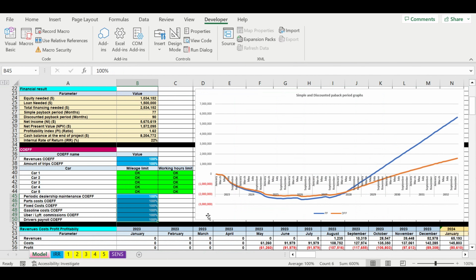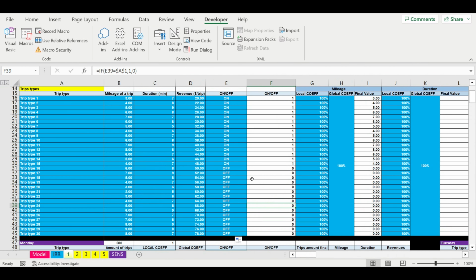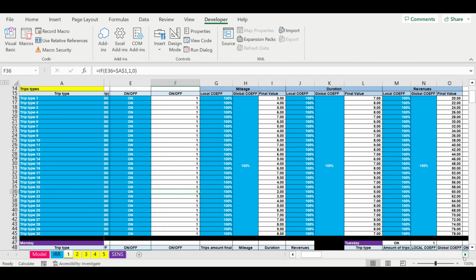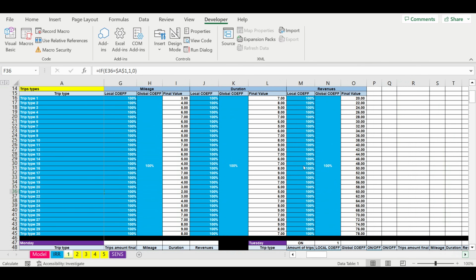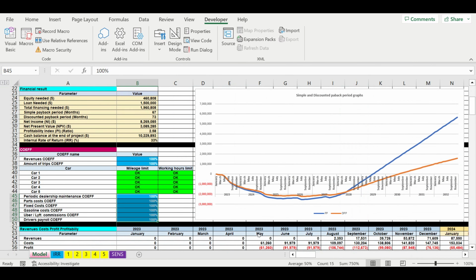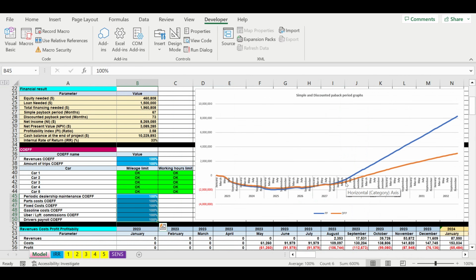And here we can see how our business idea will behave if we switch off some types of trips from calculations. Or, for example, what we can do without switching off these types of trips from calculations completely, we can just take 50% of their revenues, for example, for specific trips. So we can do it like this.